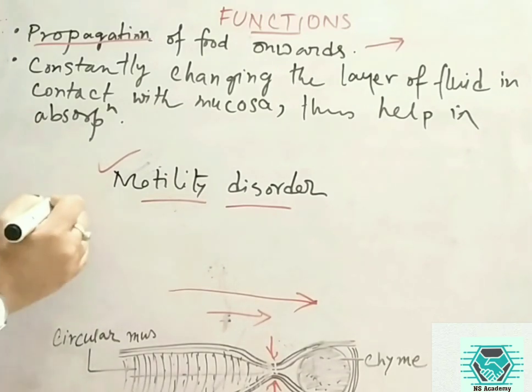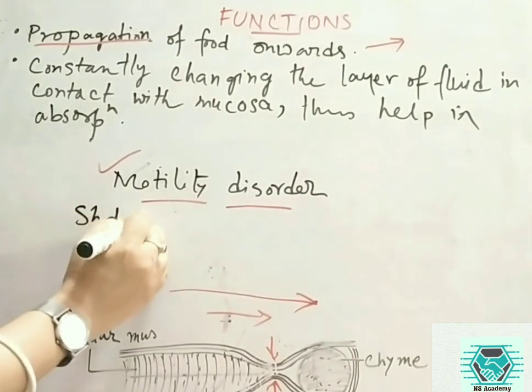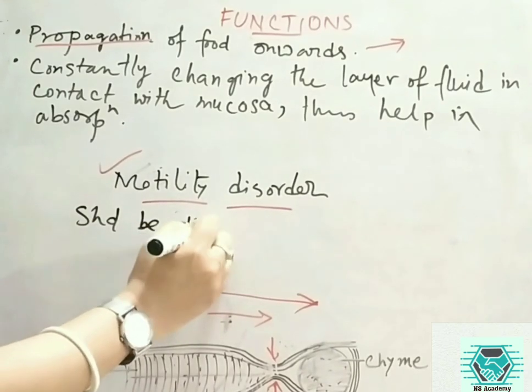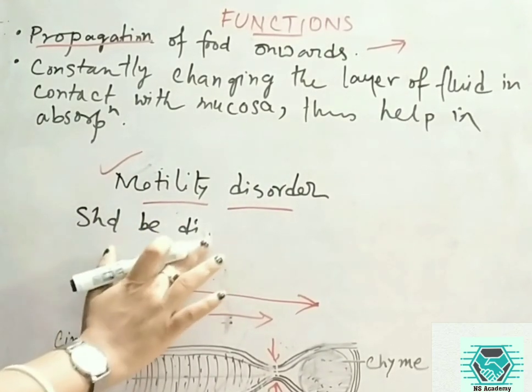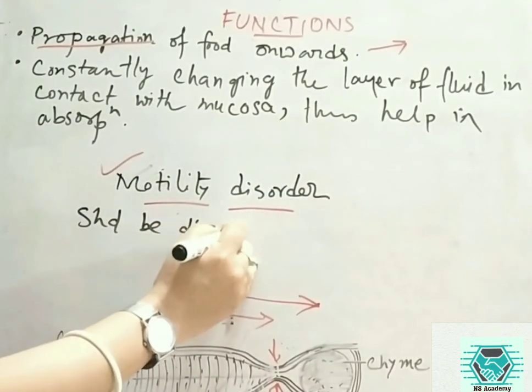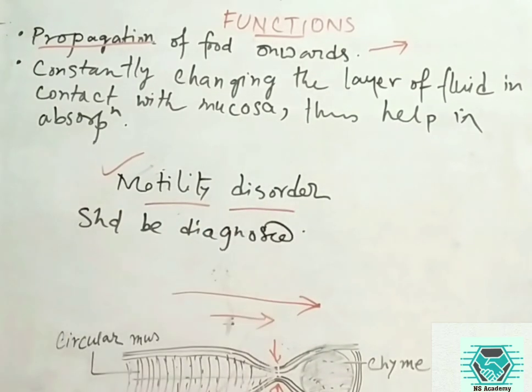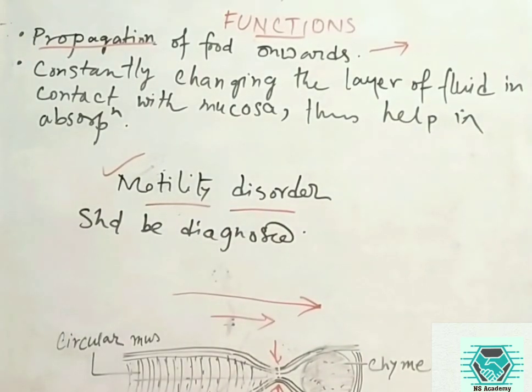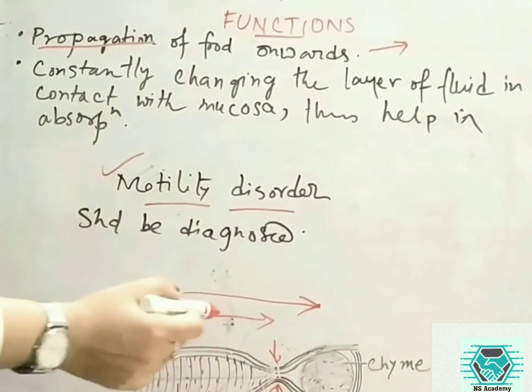Otherwise, the peristaltic movements overall have the impact of propagating the food within our GIT. So this is a very brief introduction to peristalsis and how it helps in the propagation of the food.